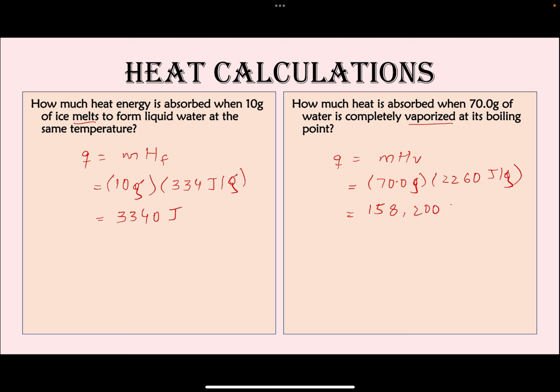So when we multiply both things, we get 158,200 joules. So once again, because this is a very long number, let's practice converting this to kilojoules. You can go ahead and divide this by 1,000, and we get about 158.2 kilojoules. Alrighty.